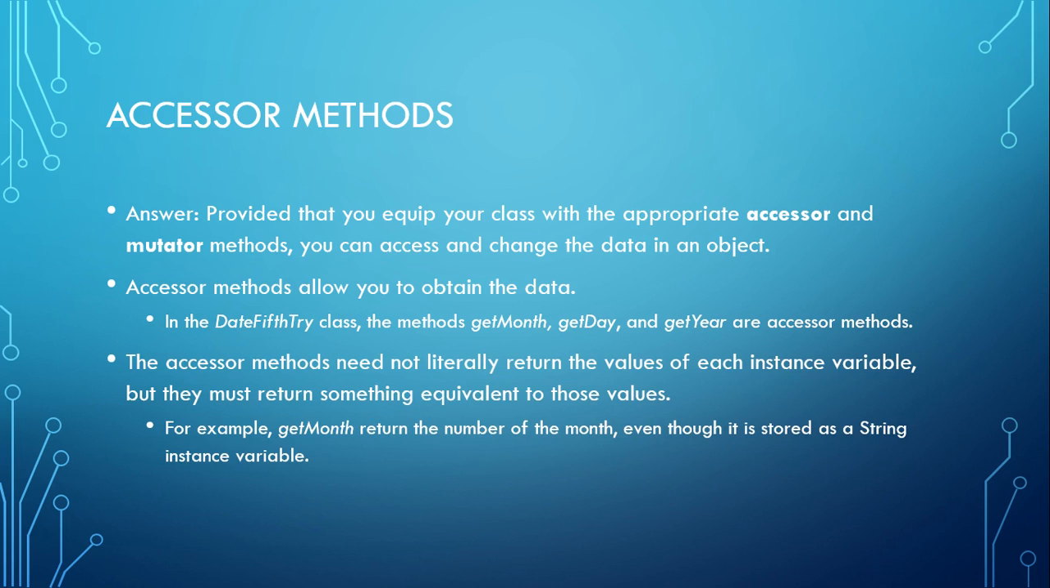The accessor methods need not literally return the values of each instance variable, but they must return something equivalent to those values. For example, getMonth returns the number of the month, even though it is stored as a string instance variable. Remember in our program, when we looked at the inside versus outside, one way it is set as a string, the other way it's set as an integer. And generally, accessor methods all start with the phrase get, like getMonth, getDay, and getYear.